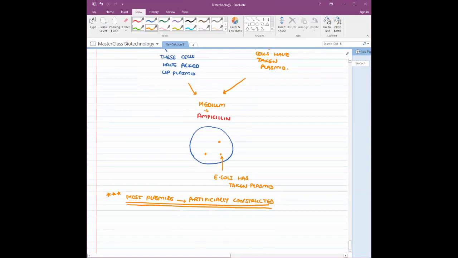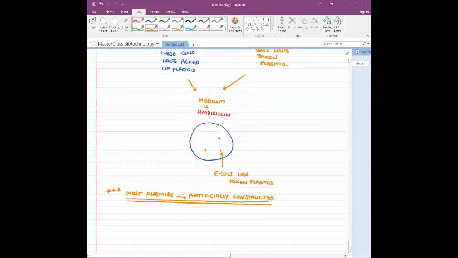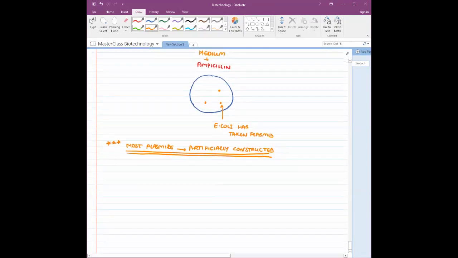But now let's see how the labeling of your plasmids is done. So let's try to figure this out. So, nomenclature.